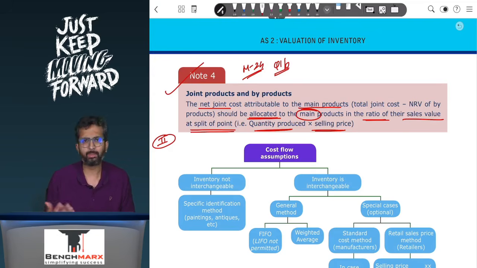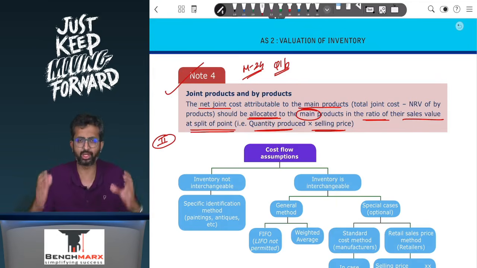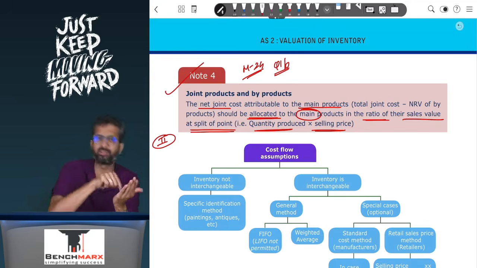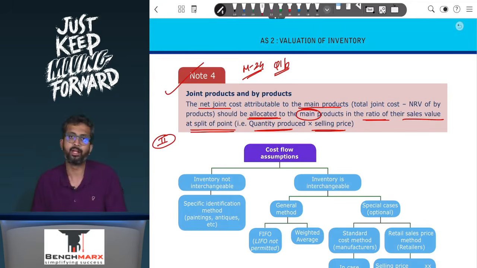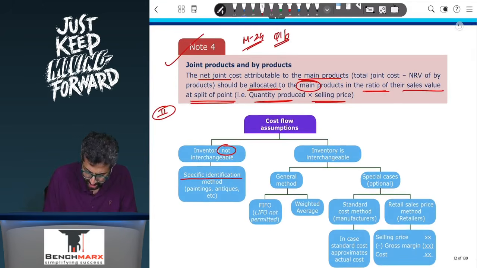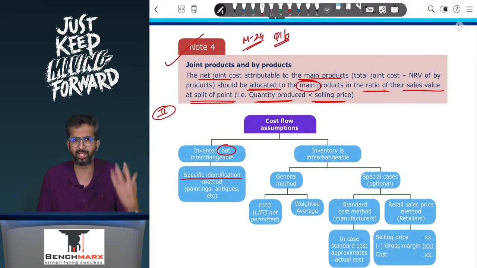Now these are general methods that almost all entities use. However, in certain cases inventory units are not interchangeable. Like for example, you are selling paintings. Now there may be 3 paintings, they are not interchangeable. In which case I'll have to use the specific identification method. I'll have to specifically identify which painting is sold and find the cost of goods sold based on that exact same painting. So if inventory is not interchangeable, you will take the specific identification method, usually used for paintings, precious items, artifacts, etc.